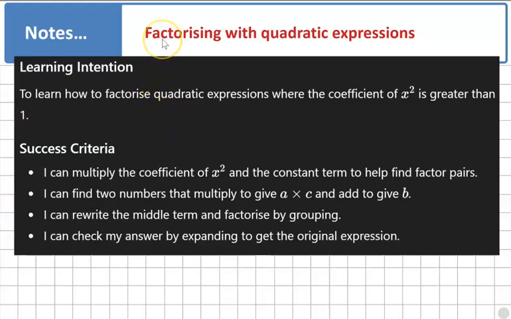So we are now going to have a look at factorizing quadratic trinomials where the coefficient of x squared is greater than 1. Learning intention: to learn how to factorize quadratic expressions where the coefficient of x squared is greater than 1. Success criteria: I can multiply the coefficient of x squared and the constant term to help find factor pairs. I can find two numbers that multiply to give a times c and add to give b. I can rewrite the middle term and factorize by grouping. I can check my answer by expanding to get the original expression.